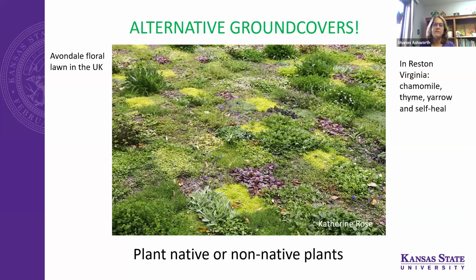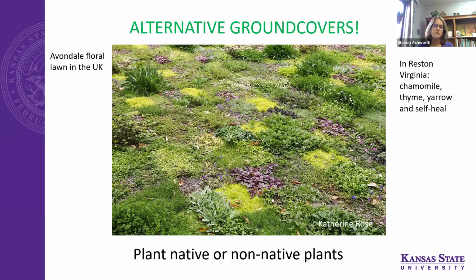And there is another. I found some more pictures, but I didn't want to lift them without copyright in Western Virginia. So they use chamomile, thyme, yarrow, and self-heal. And the idea here, it's called a tapestry lawn. At least that's what it started out being called in the UK. And it's native or non-native plants, but the idea is to create a tapestry of low-growing flowering plants to substitute for a turf grass lawn, and that supports pollinators.